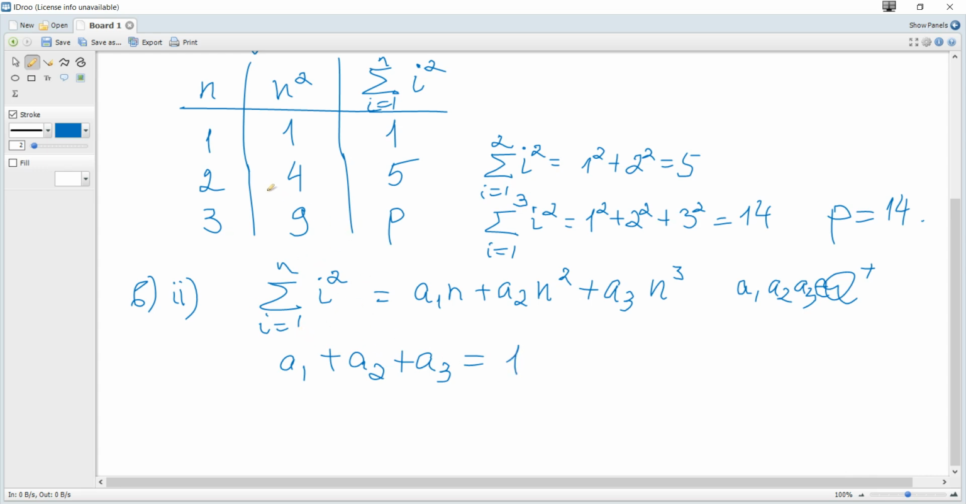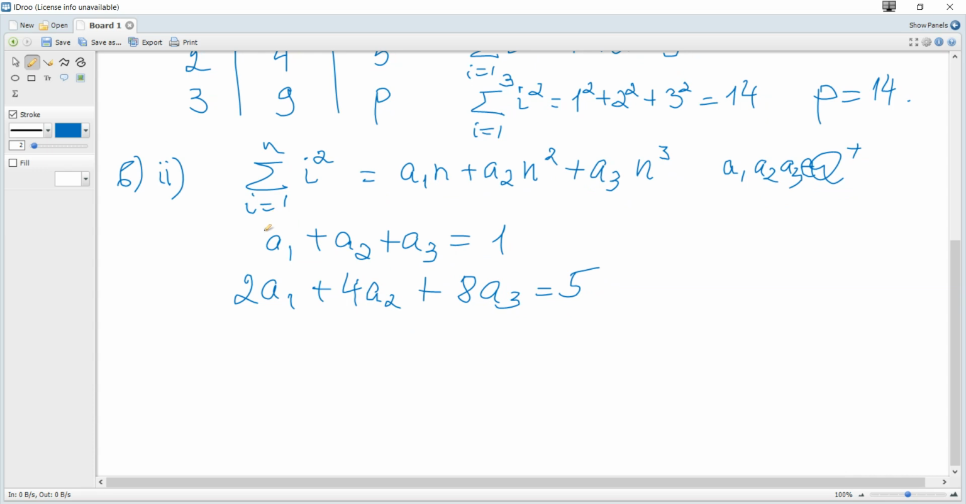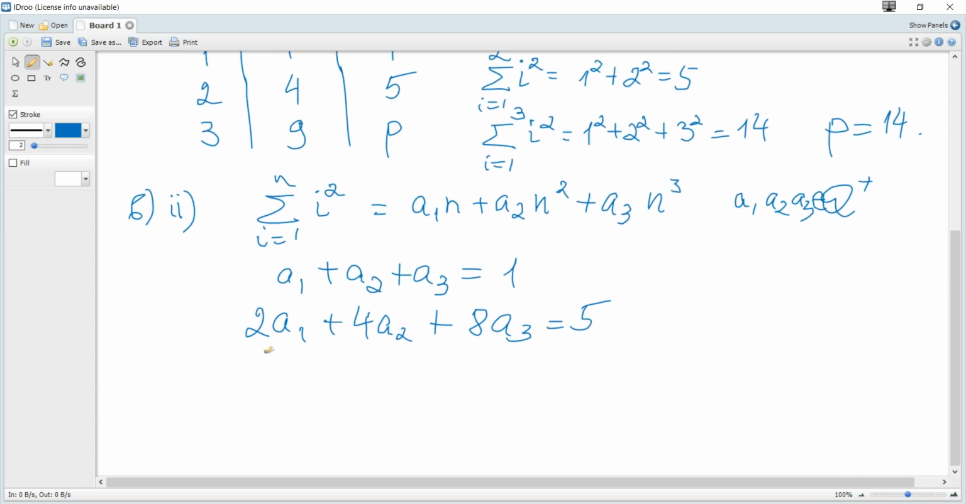The sum is 1. And when n is 2, it becomes a1 multiplied by 2, so 2a1 plus 2 squared, 4a2, plus n cubed, so it becomes 8a3, is 5, and when n is 3, it becomes 3a1 plus 9a2 plus 27a3 is 14.